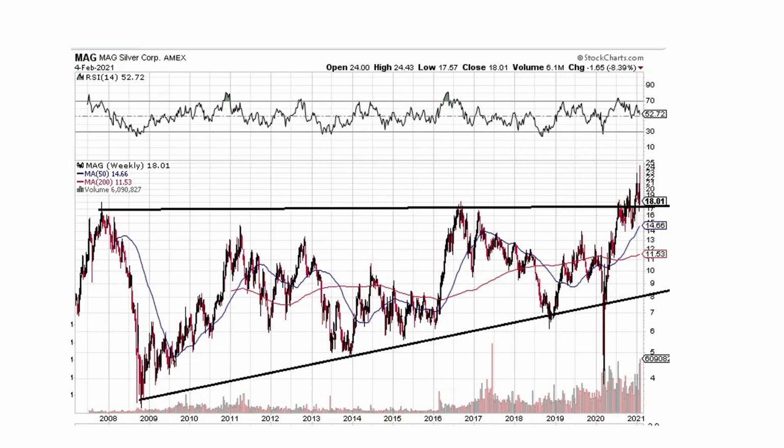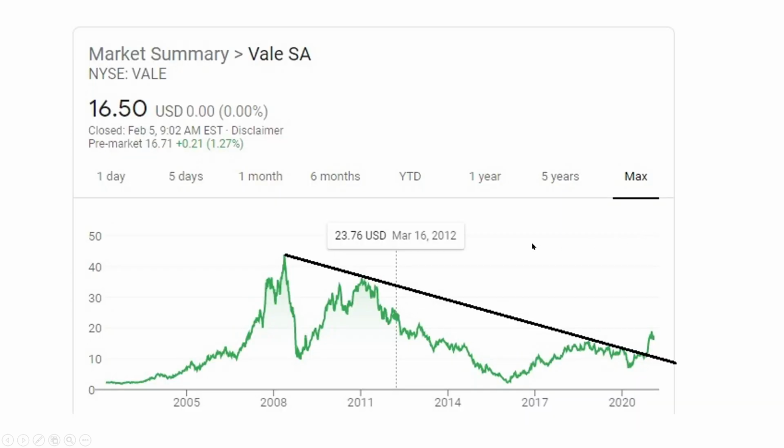Mag Silver. This thing's looking fantastic. We broke out. It's just sitting there. I think this is a great one to get into if you like Mag Silver. This is a huge chart pattern. Broke to the upside. It's ready to go.